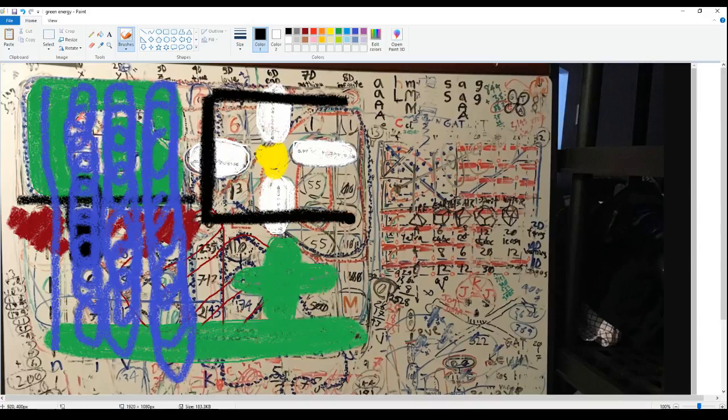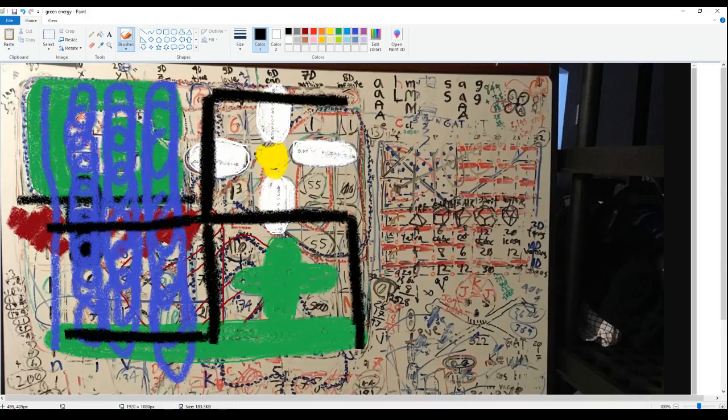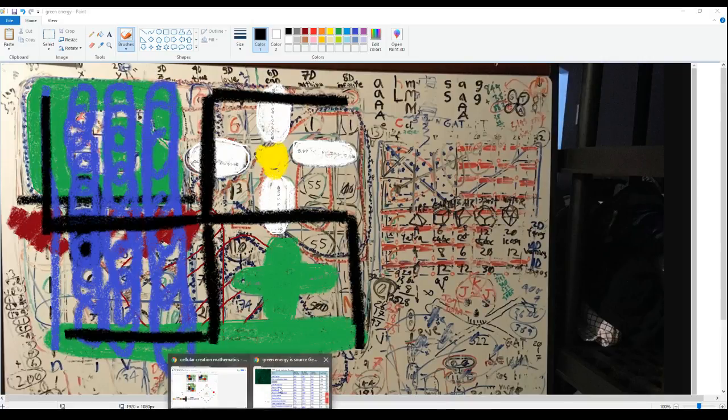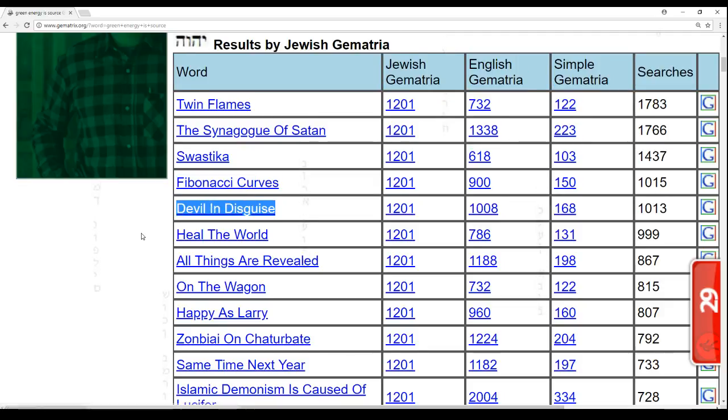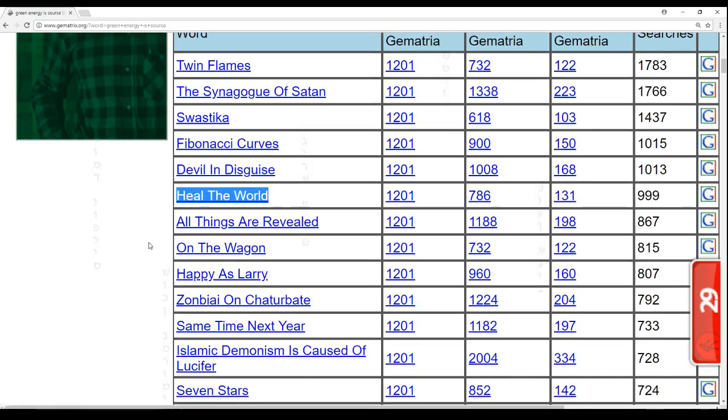I feel like that's cool. Here, look, you want some hate speech or something? There, how about this? You're laughing. You're laughing at that. Hey, look at that. I'm such a horrible person. Swastika, Fibonacci curves. Devil in disguise. Heal the world. I'm such a horrible person.